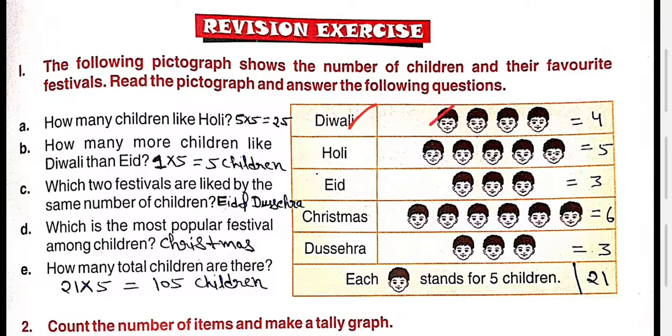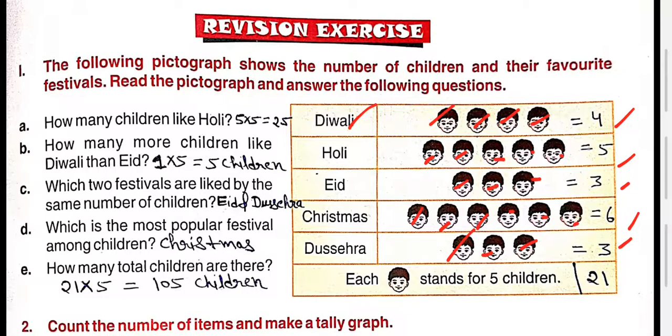Diwali: 1 child, 2, 3, 4 children, that is 4, you write here. And Holi: 1, 2, 3, 4, 5, so 5 here. And Eid: 1, 2, 3, that means 3 here. Christmas: 1, 2, 3, 4, 5, 6, then 6 here. And Dashera: 1, 2, 3, means 3 here.